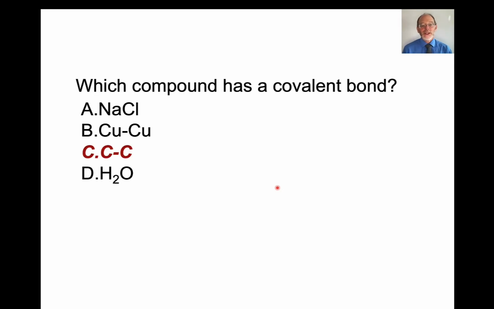And the answer is the carbon-carbon bond. So two of the same element that form a bond will have the strongest covalent bond, as long as it's a covalent bond. Copper-copper bonds here, that's a metallic bond. Sodium chloride, an ionic bond. H2O has some degree of covalency to it, but they're two different atoms, and so the degree to which they are covalent is less than in a carbon-carbon bond. And we'll come back to this later.